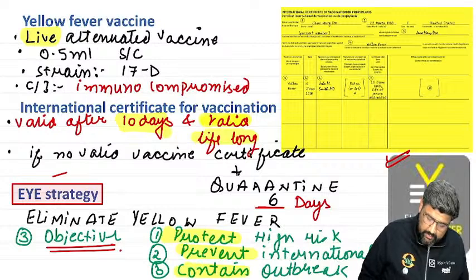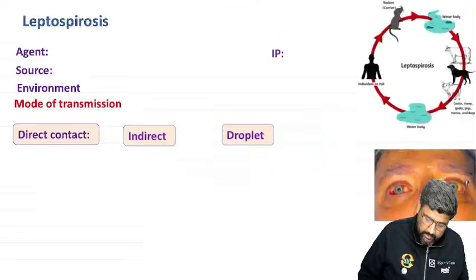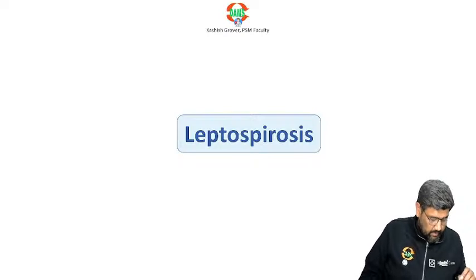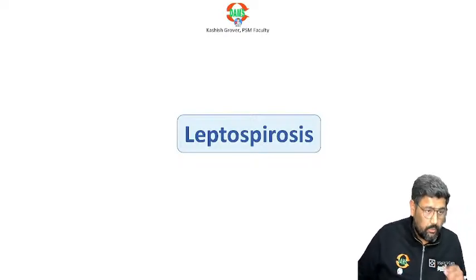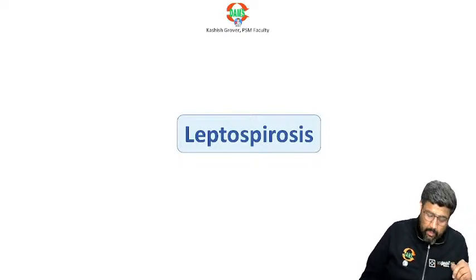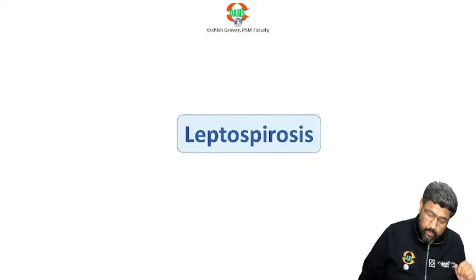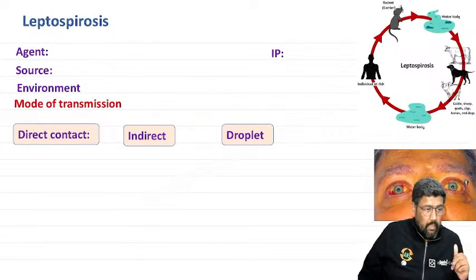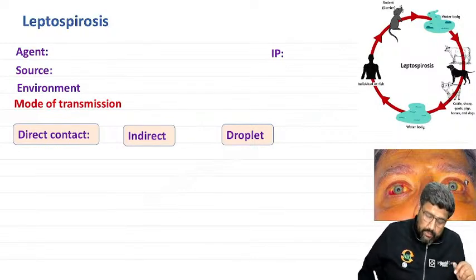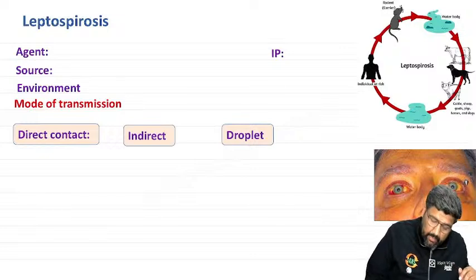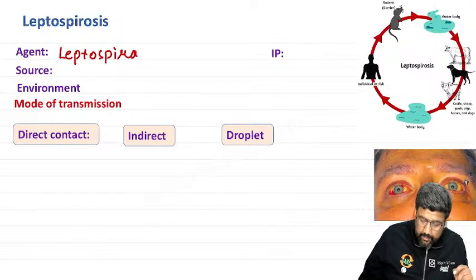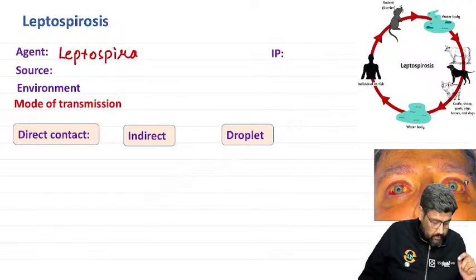The next disease is leptospirosis, right? Now, leptospirosis, last year, NEET PG, the question was there. Now, coming to leptospirosis, what is the agent? Agent for leptospirosis is leptospira.